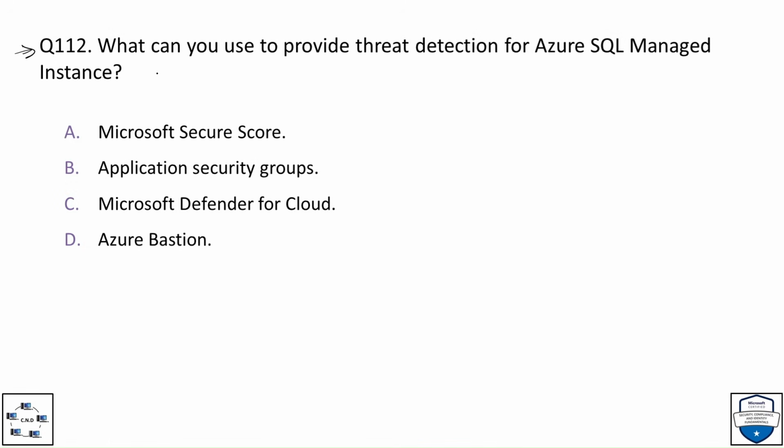Question number 112, what can you use to provide threat detection for Azure SQL managed instance? Option A, Microsoft Secure Score. Option B, Application Security Groups. Option C, Microsoft Defender for Cloud. And option D, Azure Bastion. And the correct option is option C, Microsoft Defender for Cloud.